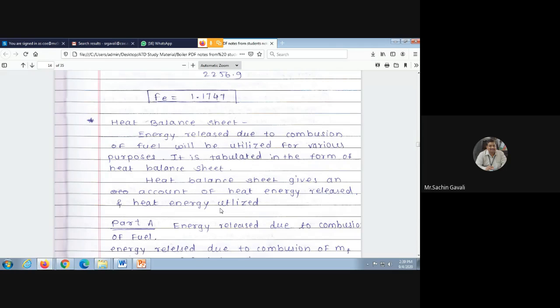Everybody agrees? Now I will ask, okay, I will repeat. Rakesh, if boiler's efficiency is 60 to 70%, then why is it 60 to 70%?